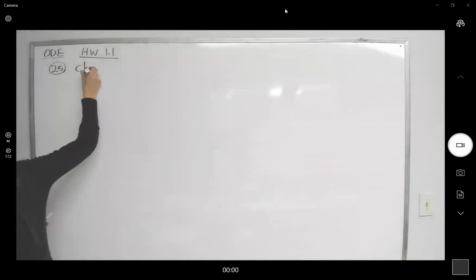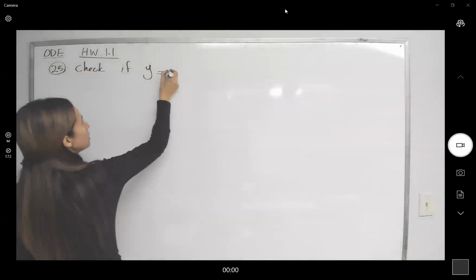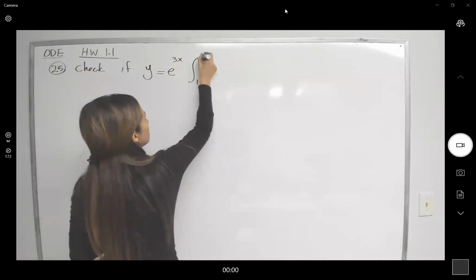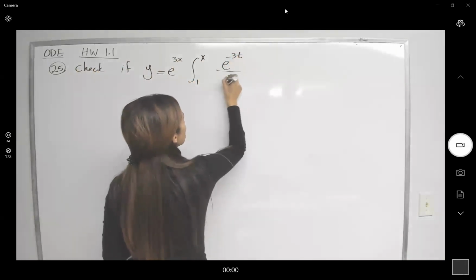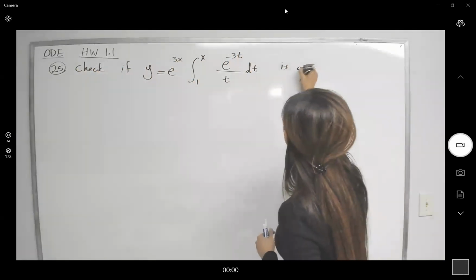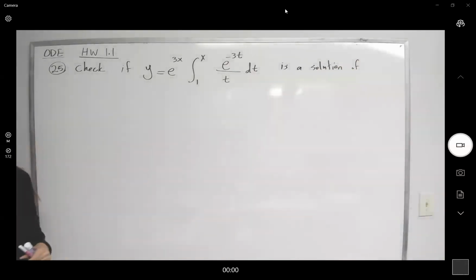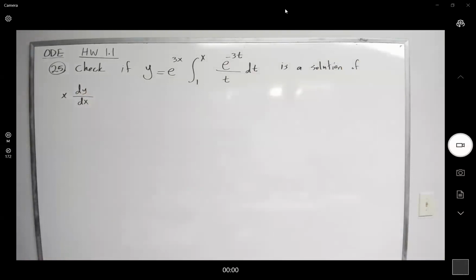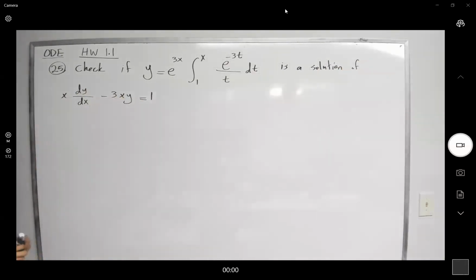So check to see if y equals e raised to 3x times the integral from 1 to x of e to negative 3t divided by t dt is the solution of the differential equation x dy/dx minus 3xy equals 1. Very well.